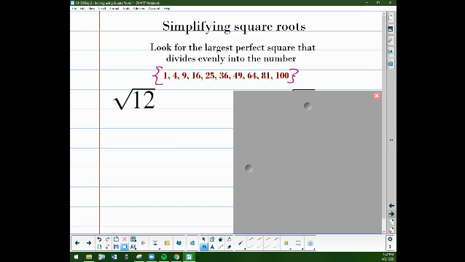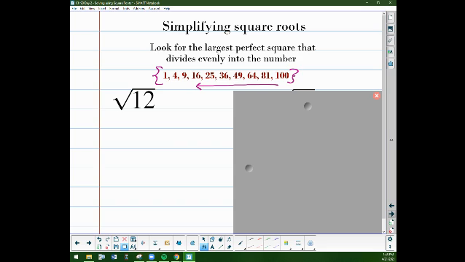But what some people want to do when they're looking through this is start with the number 1 and work their way up until they find the first perfect square that divides into 12. But we're going to do the opposite, because if you go from the smallest perfect square to the largest perfect square, you might not find the largest perfect square that goes in. So when we're hunting for the largest perfect square, we want to go largest to smallest.